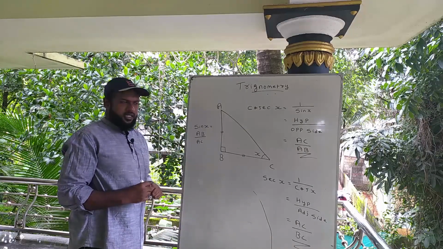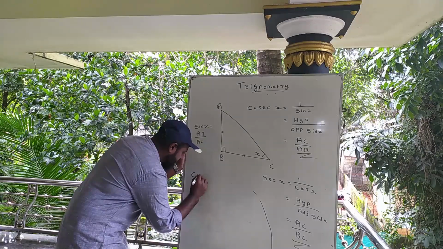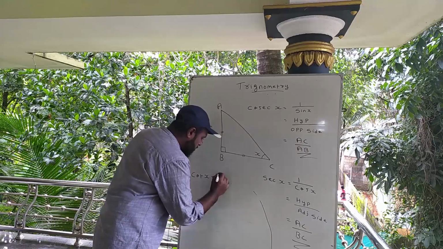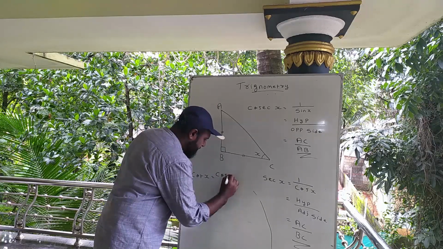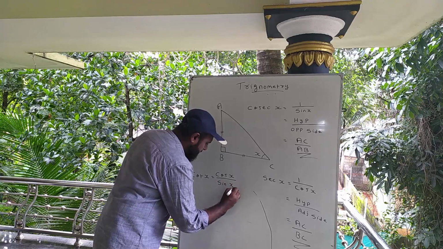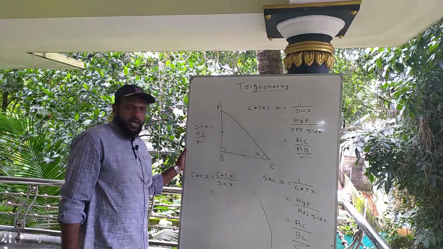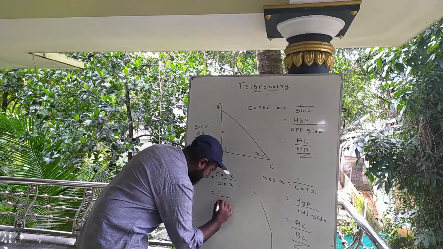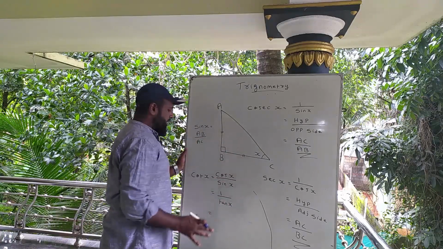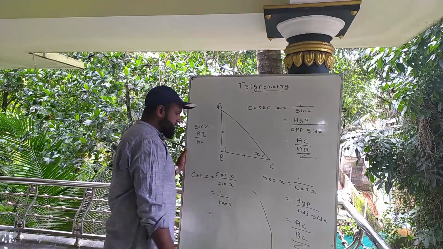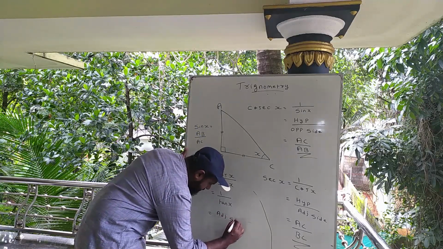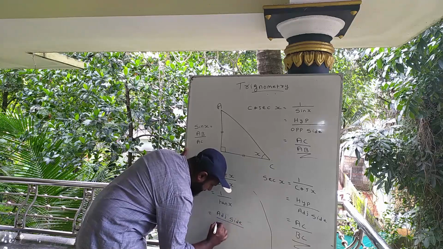Let us see what is cot x. Cot x equal to cos x by sin x, equal to the reciprocal of tan x, equal to 1 by tan x, or cos x by sin x, equal to adjacent side by opposite side.